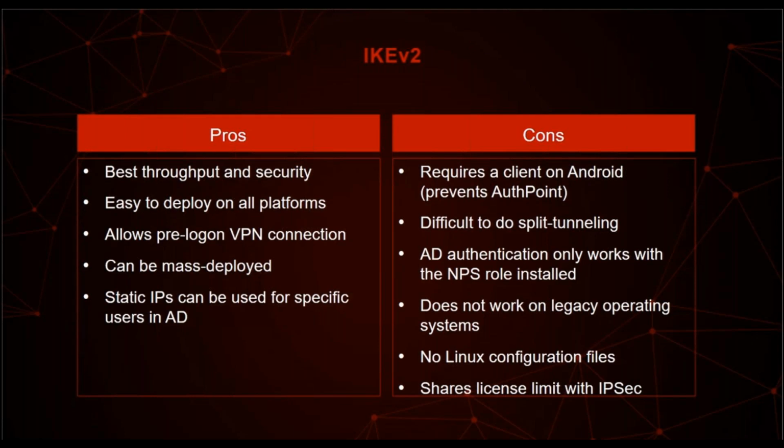It doesn't work on legacy operating systems. There are no Linux configuration files, and it shares the license limit with IPsec. That means if you take a look at the data sheet for your firewall, you'll see that you have the IPsec tunnels and this IKE version 2 also, that it's going to be sharing the same number, depending on what the limit is on that firewall.